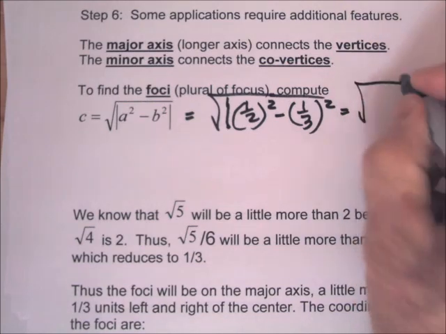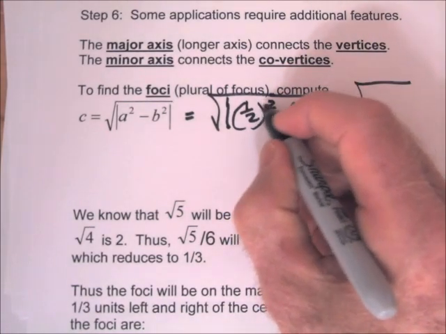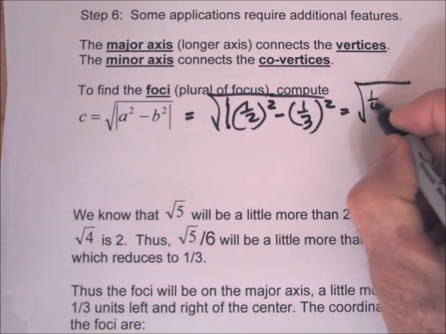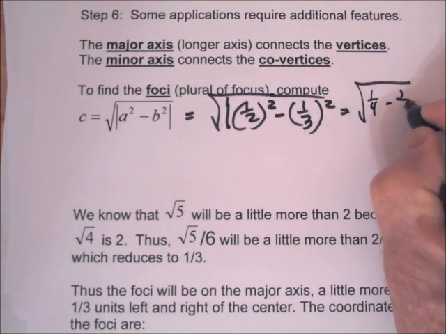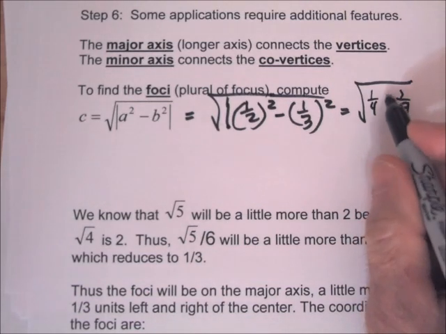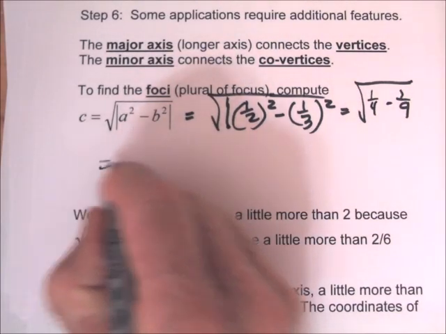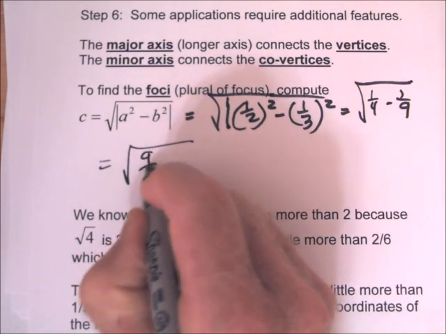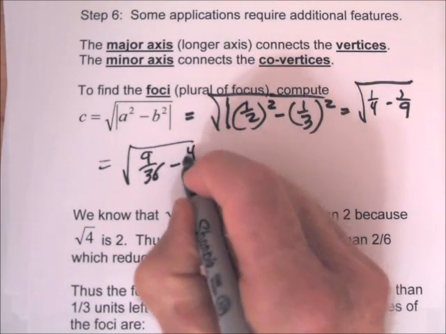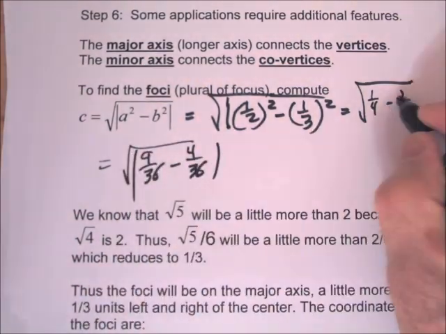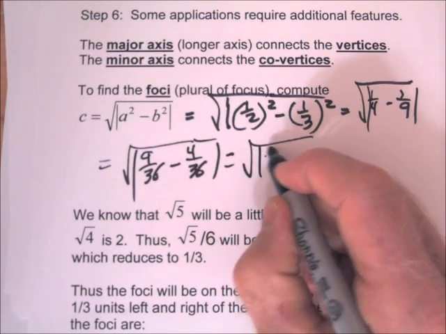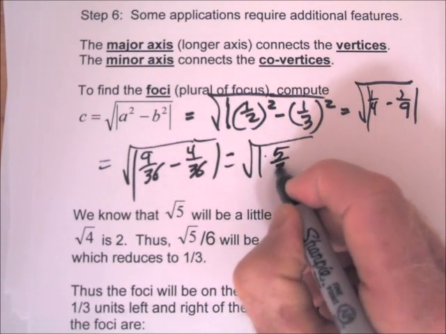So this is going to be half squared. We have 1 squared, 1 times 1 is 1. 2 times 2 is 4. So it's 1/4 minus 1/9. And then we need to get a common denominator. Multiply top and bottom of the first fraction by 9, we'll get 9 over 36, minus, and then multiply top and bottom of the second fraction by 4, we get 4 over 36. We want the absolute value of that. So the square root of the absolute value of 9 minus 4 is 5 over 36.